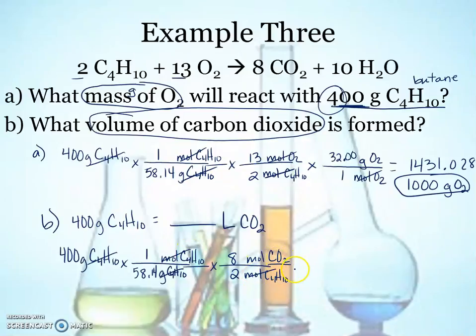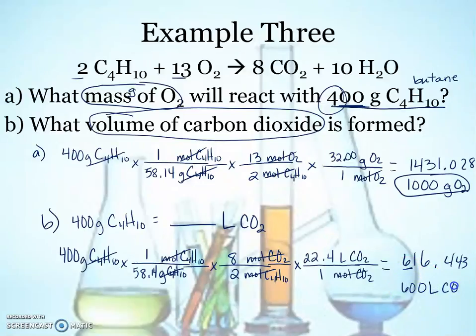All right, so now we're at moles. Can we go from moles to liters? Yes, you can. So moles of CO2 is equal to how many liters of CO2? Remember, because this is a gas, we can do this. Well, we know that 1 mole is equal to 22.4 liters. And so now we're at the unit that we want, and we just have to solve for it. So 400 divided by 58.14 times 8 divided by 2 times 22.4, and it gives us 616.4430, and so on. One significant figure, so 600 liters of CO2.